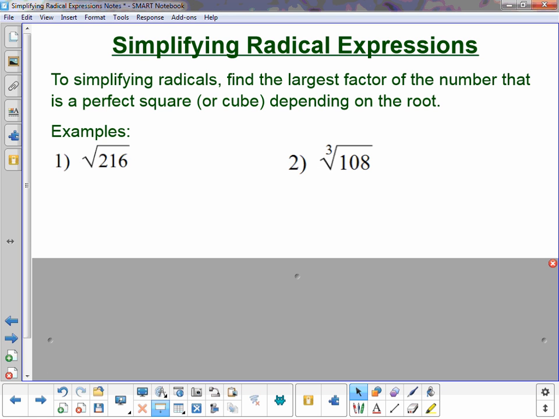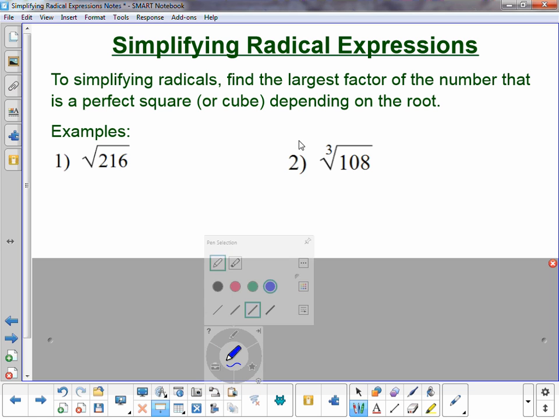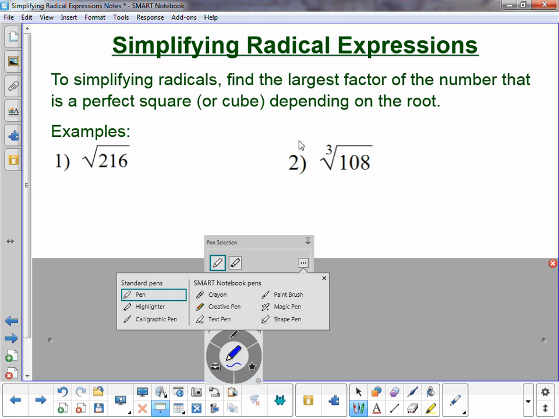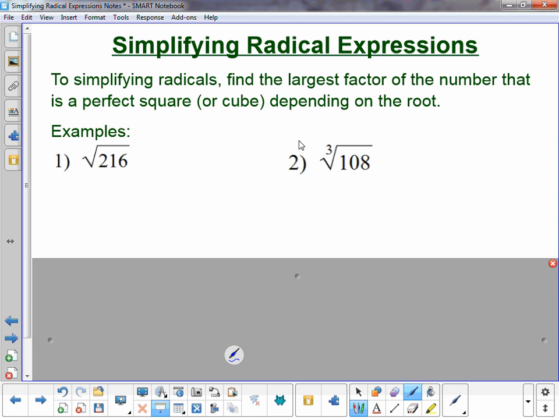Okay, so with that said, let's write down these first two examples. So we have the square root of 216 and the cube root of 108. When we simplify the radical, the square root of 216, we want to leave it as a radical. So we want to think of a factor of 216 that is a perfect square and the largest factor.